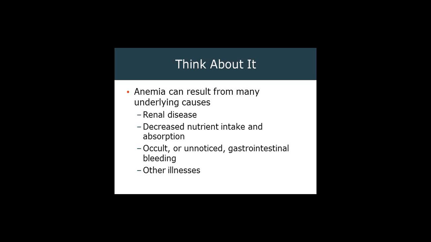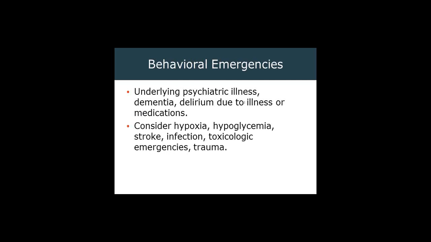Your anemias can result from a variety of underlying causes, such as renal disease. As the kidneys start to fail, the body's ability to produce the hormones that tell the bone marrow to start making more red cells is decreased. Also decreased nutrient intake, because you've got to have the iron in order to have healthy blood cells, or poor absorption. Occult or unnoticed GI bleeding, and other illnesses.